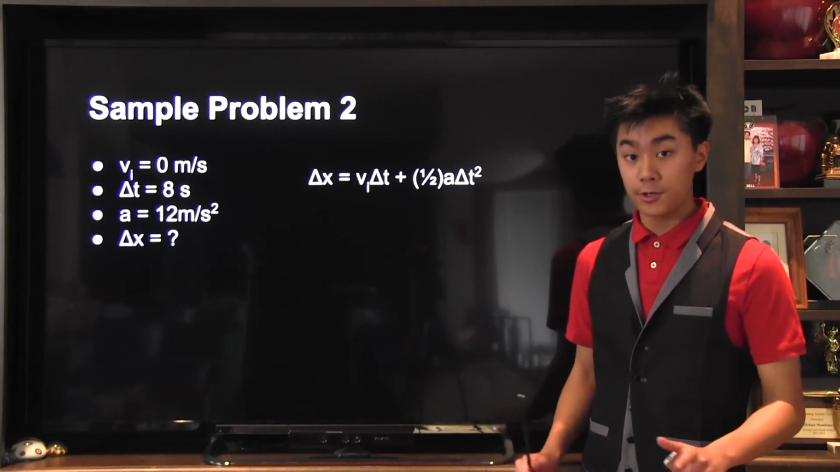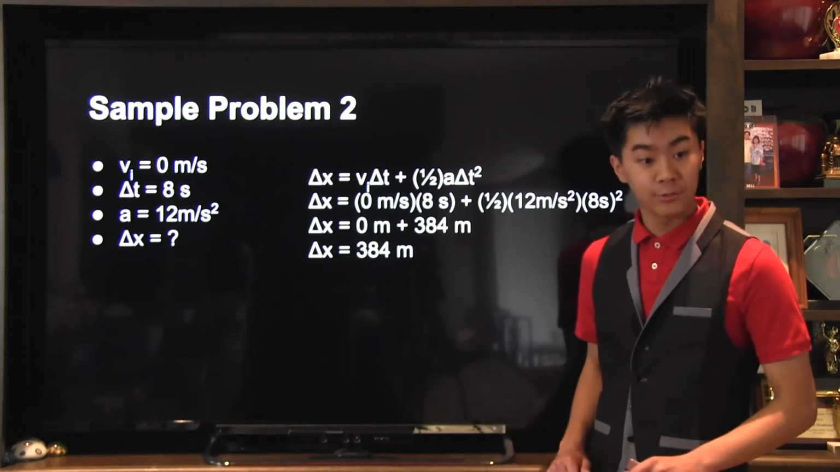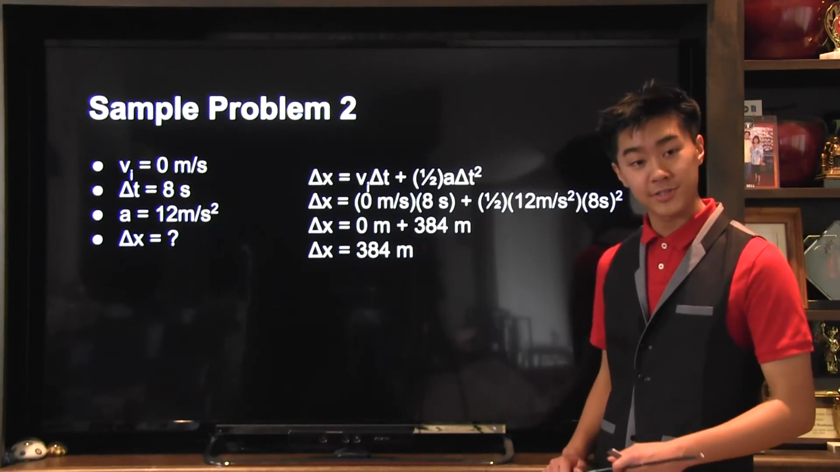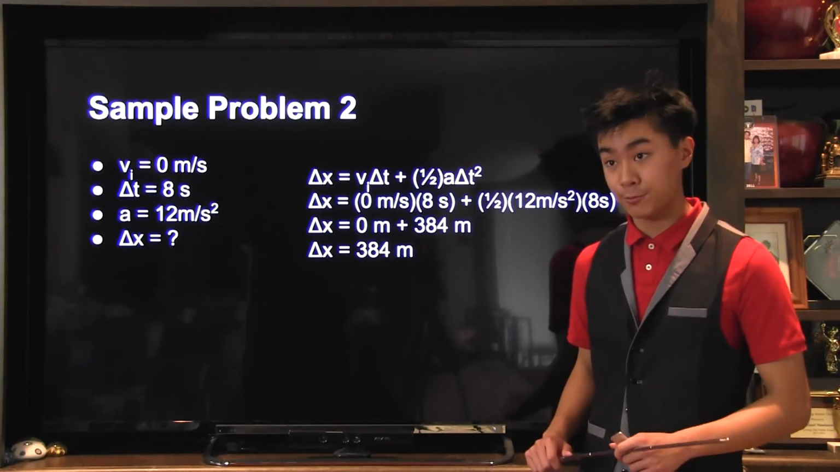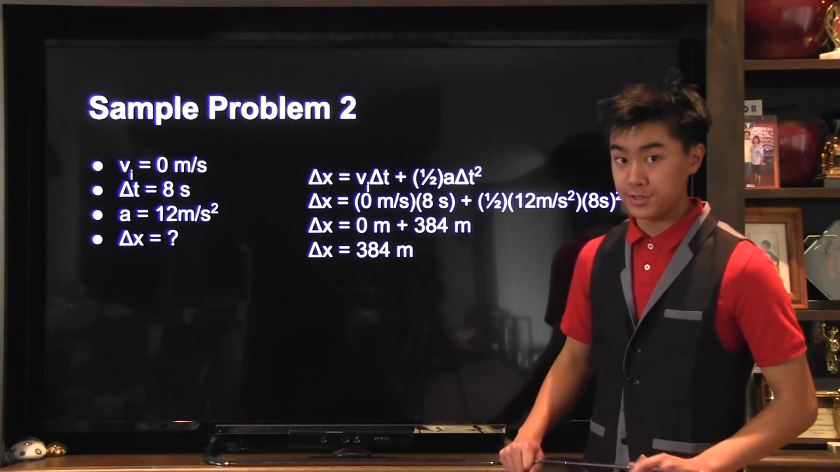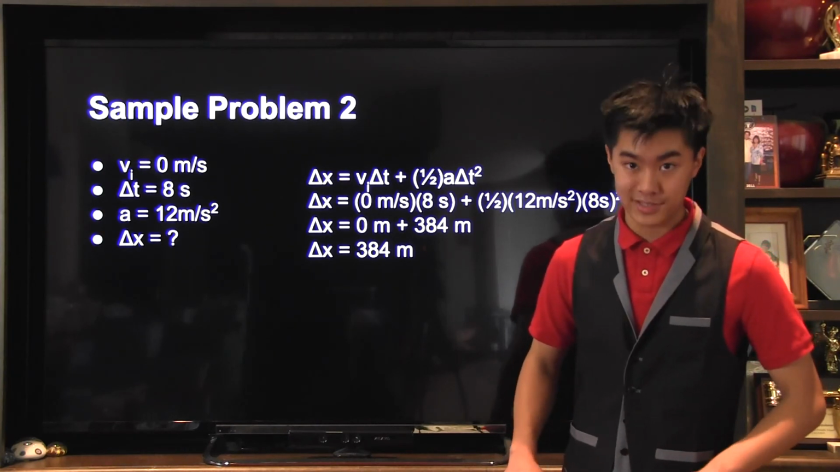Now, plugging in our known values for the parameters in the formula, we get delta x equals 0 meters per second times 8 seconds plus 1/2 times 12 meters per second squared times 8 seconds squared. Now, simplifying, we get delta x equals 0 meters plus 384 meters, or delta x equals 384 meters. I hope this was helpful.